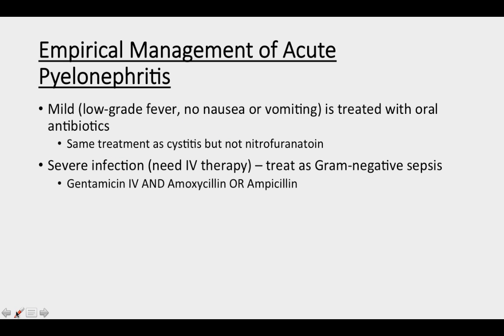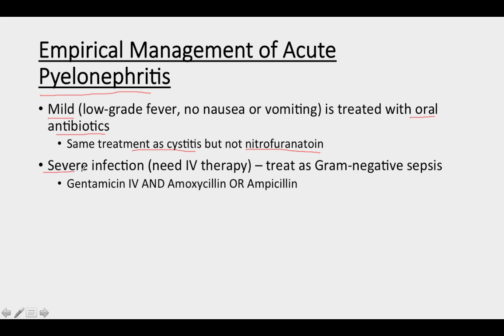If you have an acute pyelonephritis, now, as I mentioned, this is much more serious. Pyelonephritis can lead to scarring of the kidney, chronic kidney disease, and you need to get on top of it quite quickly because these patients can get septic, they can go into shock, and they can deteriorate fast. So if they're mild, you can start them with oral antibiotics. It's essentially the same treatment as cystitis, but you can't use nitrofurantoin in this case. So you can use the trimethoprim, the cefalexin, or the amoxicillin.